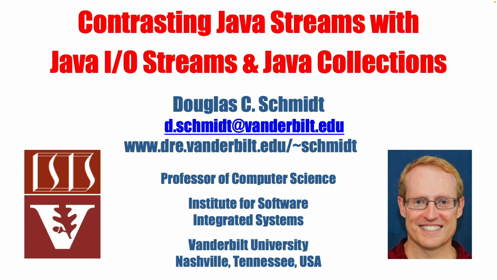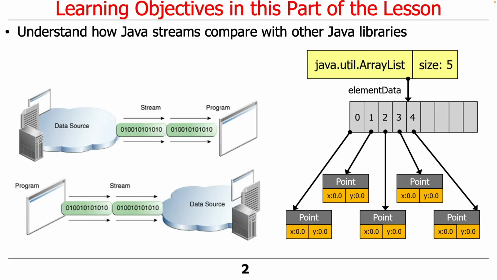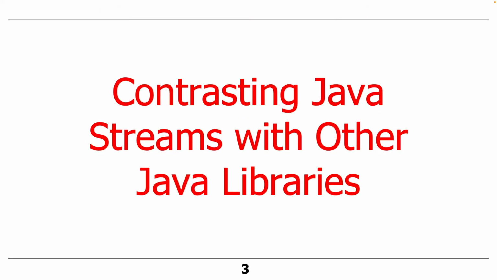So the next lesson is going to cover the relationship between Java streams and other things in Java that you may be familiar with, or will be familiar with if you play around with Java long enough. In particular, we're going to contrast Java streams with Java I/O streams, which sadly have a bit of the name in common but are not at all the same, and Java collections, which also don't have the same name, but may have some of the same behaviors at some high level. So we're going to talk about comparing streams with I/O streams and collections.